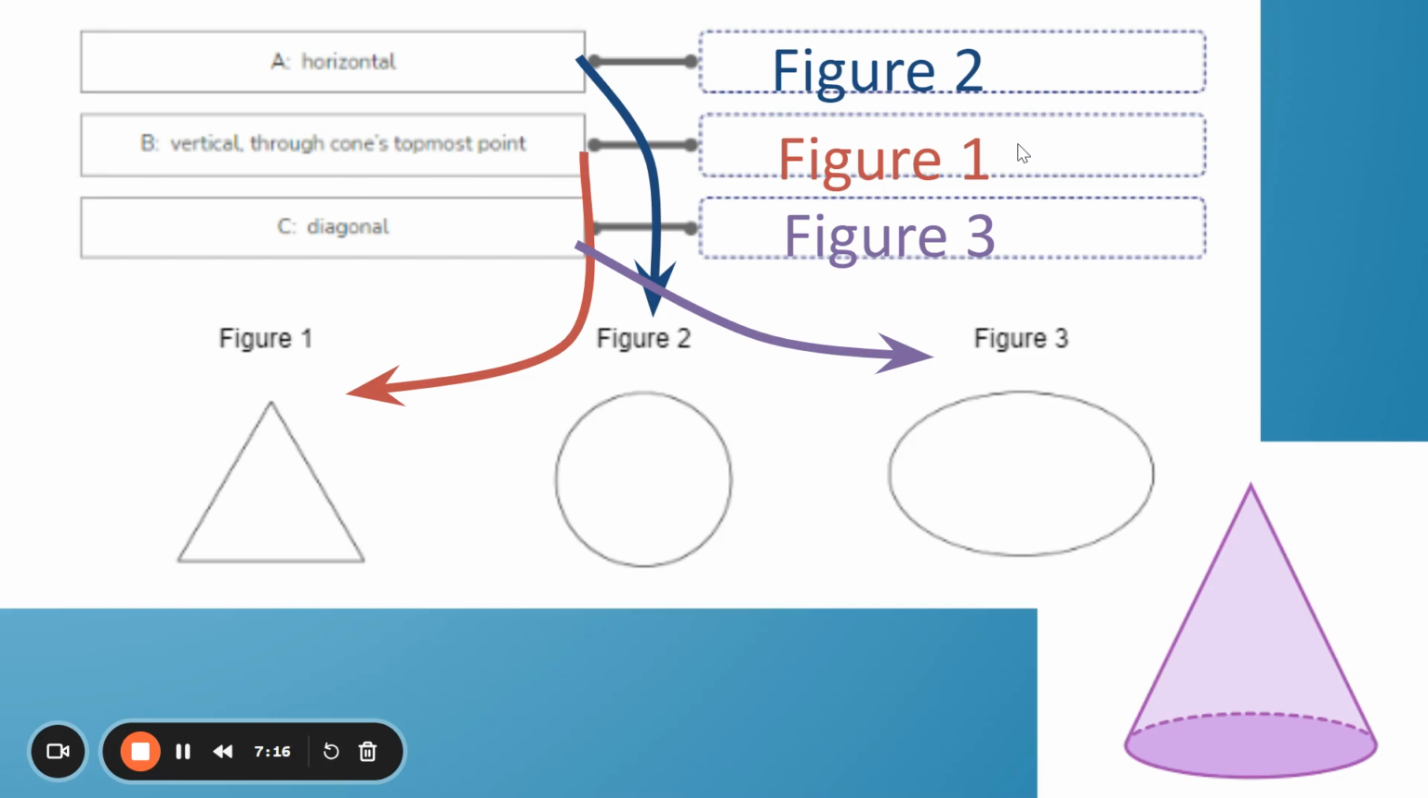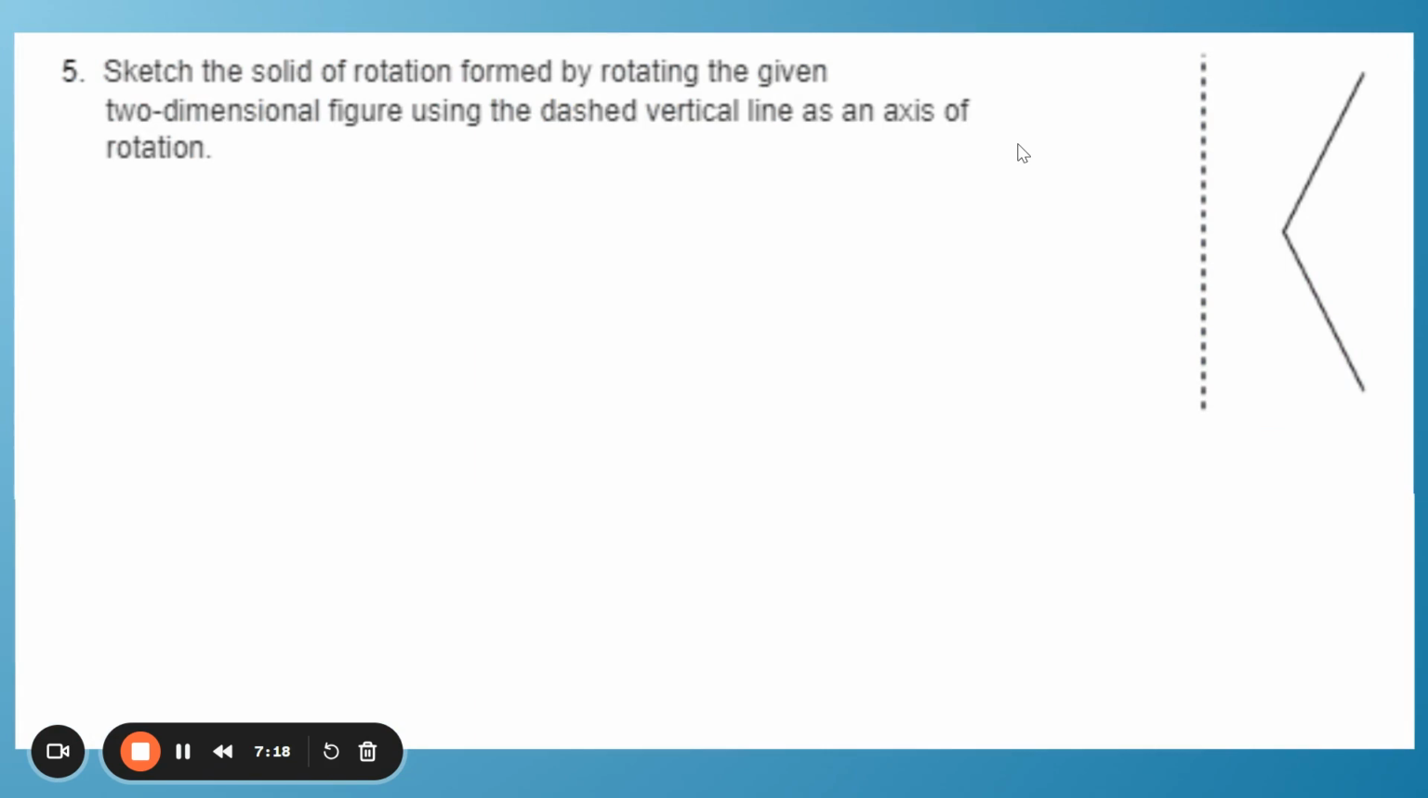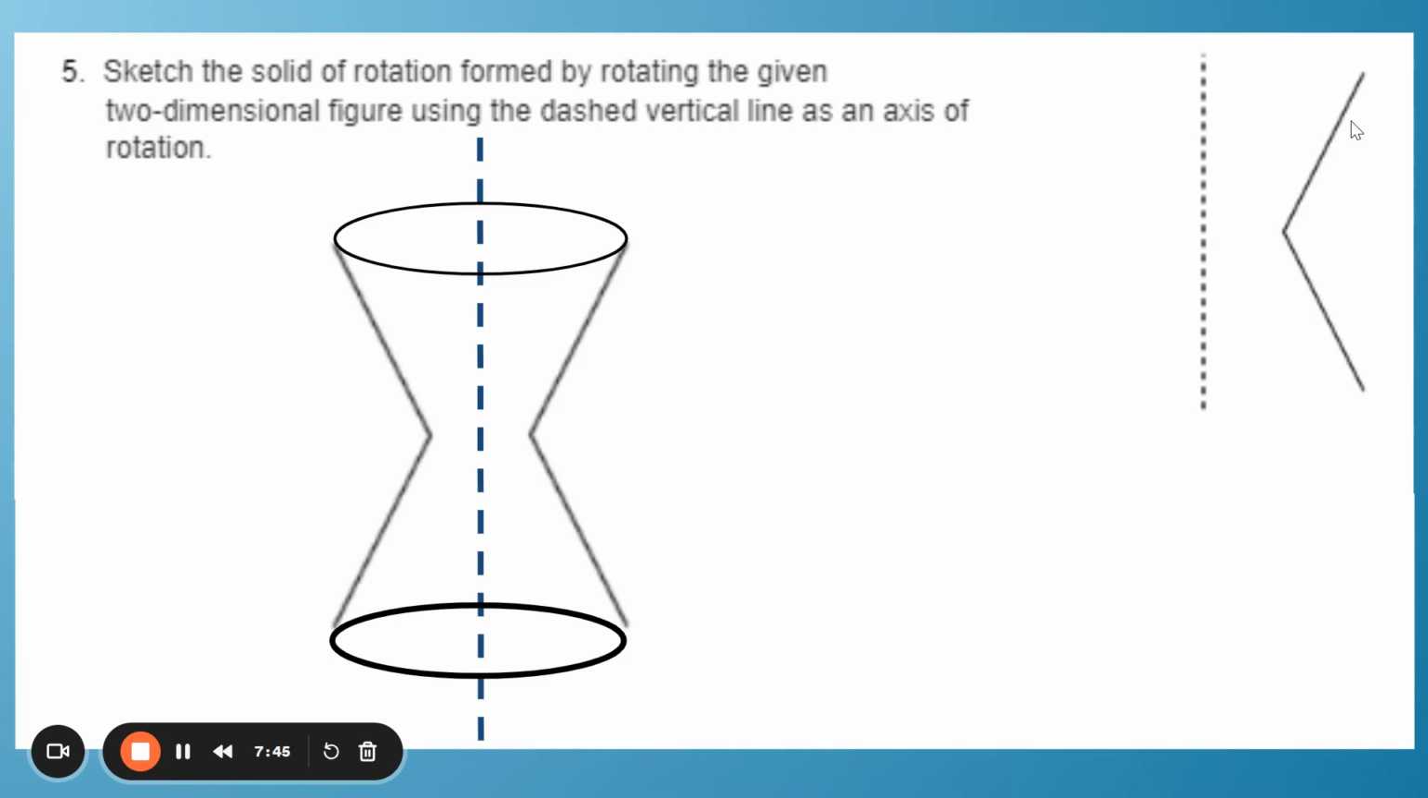Now on to the last problem. Now we're looking back at what we did in lesson 1, where we were talking about solids of rotation. In this case, that dashed line is our axis of rotation, and here is the figure we are rotating around. So I'm going to go ahead and draw that axis of rotation, and we need to imagine this going all the way around that axis of rotation and spinning kind of like you would with a compass. So you would end up with something like this. It would look kind of like part of an hourglass. It's not quite coming together in the middle, but it does look like an hourglass shape.